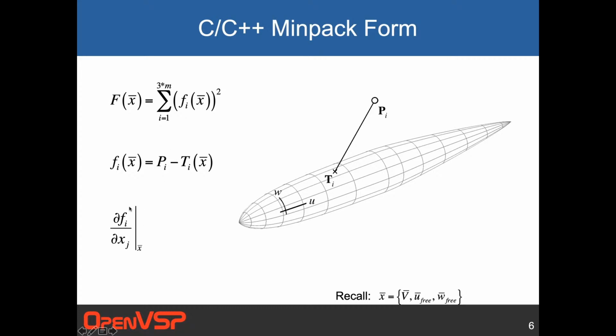And then it also works on the derivative, this Jacobian of all those f's, the derivative of those with respect to all of our design variables. And recall that x is our shape variables as well as u free and w free.